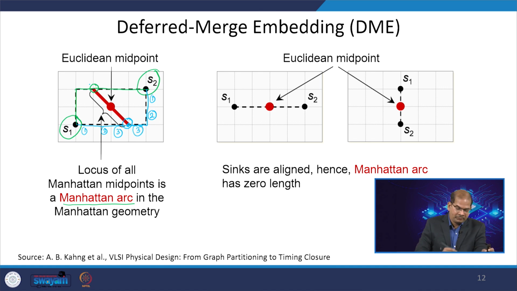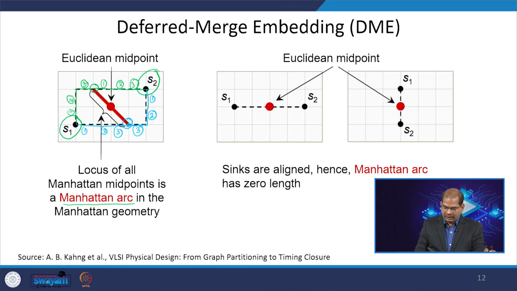Similarly, for the upper case, this is the first grid, this is the second grid, this is the third grid. So, these red lines are the midpoints of all possible routings connecting S1 and S2. That is your Manhattan arc. This part is very important to remember. So, what is the definition of this Manhattan arc? And there is one more point.